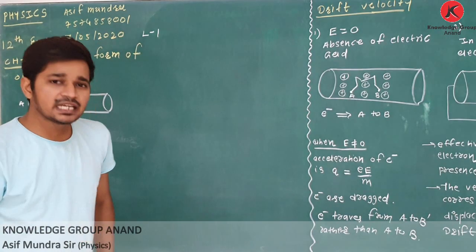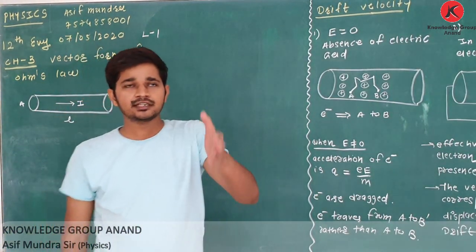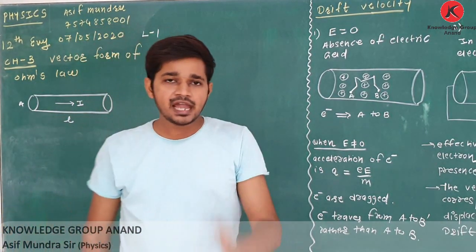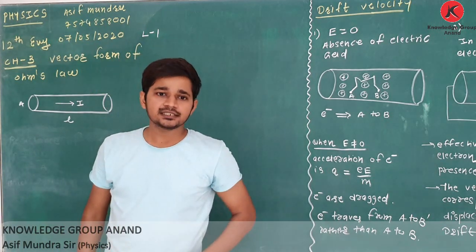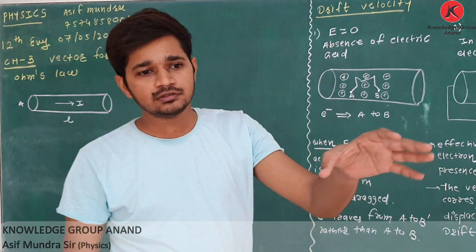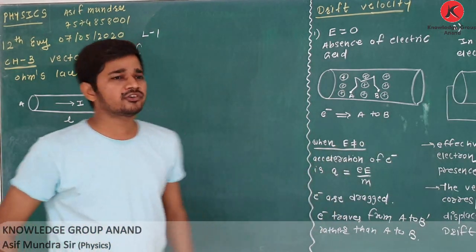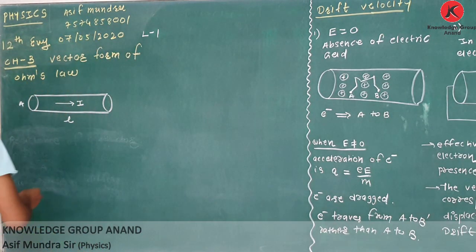Good morning, students. In the last lecture, we discussed electric current density, resistance, Ohm's law, and the dependence of resistance on the dimensions of a conductor. We obtained one equation. Today, next, it is the vector form of Ohm's law. What is the vector form of Ohm's law?